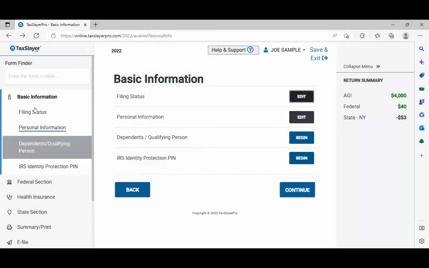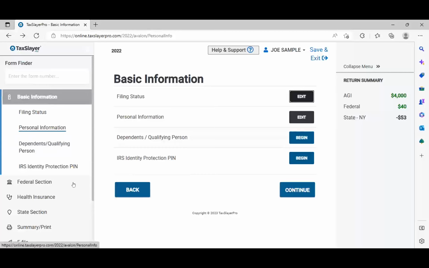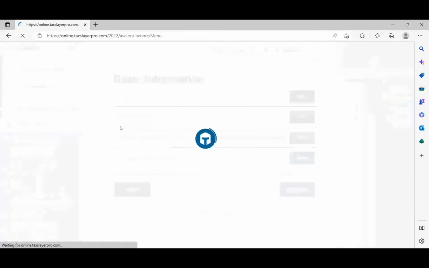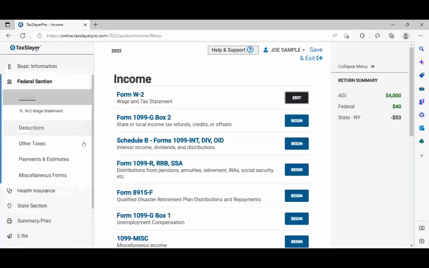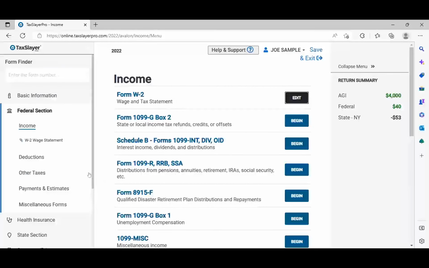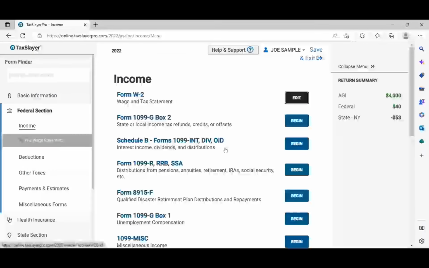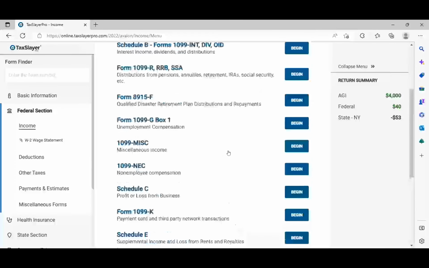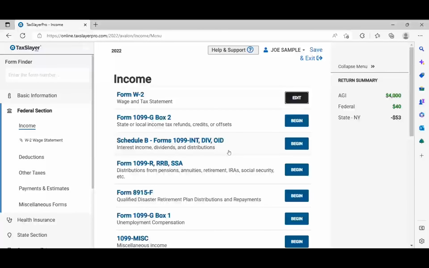Those are the sub-screens within the basic information screen. Next, go to the federal section screen. The federal section screen has broad categories such as income, deductions, other taxes, payments and estimates, and miscellaneous forms. With the income section, we already have something listed, a W-2. The only information here in terms of Joe's income is his W-2, which is listed in black.